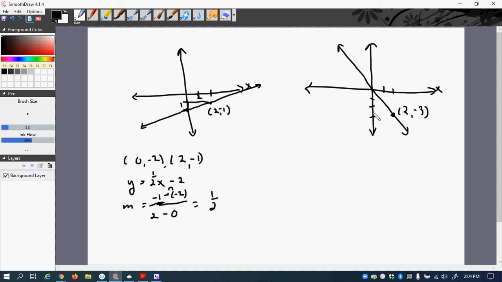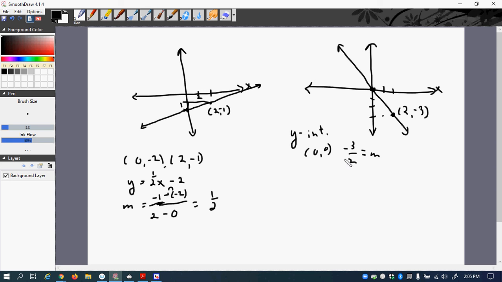Looking at the graph, I know that this is my y-intercept, which is at 0. So I know the y-intercept is at (0, 0), and I can count it if I want. It's going down 1, 2, 3 over 1, 2. So it's negative 3 over 2. So negative 3 halves is my slope.